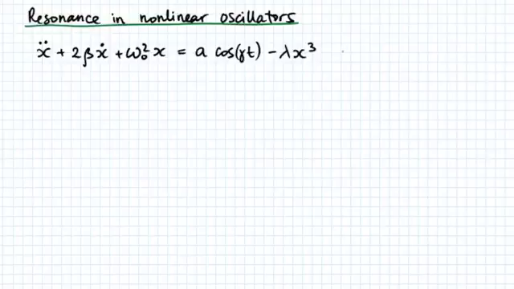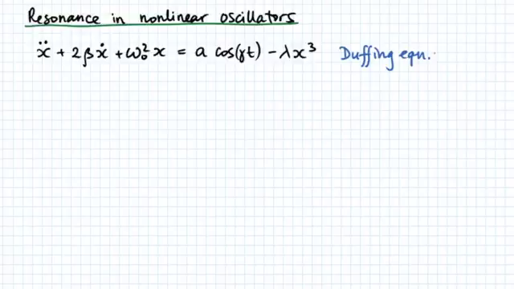This equation has a name, which, as you can imagine, means that this is a non-trivial equation with interesting physics in it. It's known as the Duffing equation. And we're interested in exploring the resonance behavior of this equation. Turns out there are other regimes that exist for this equation.